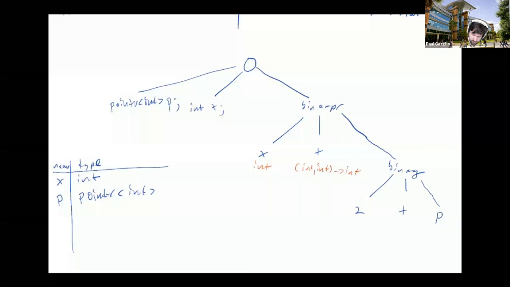Number two is defined in our language to be an int type, and plus, just as before, is defined in our language to be a function that takes two integers and returns an integer. What happens when we go to P? What type does the type checker determine the P identifier expression to be? Exactly. It uses the symbol table to say, okay, I know that P is a pointer to an integer. So now we've type checked all the leaves and we get to this binary expression. What's the result of the type checker for this binary expression?